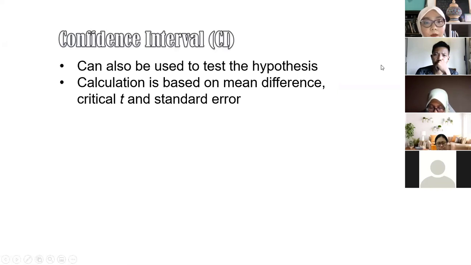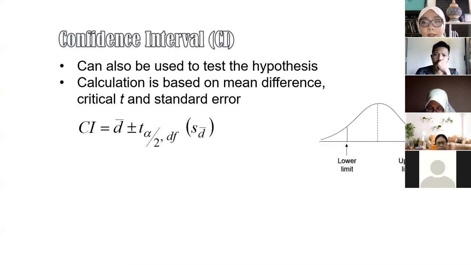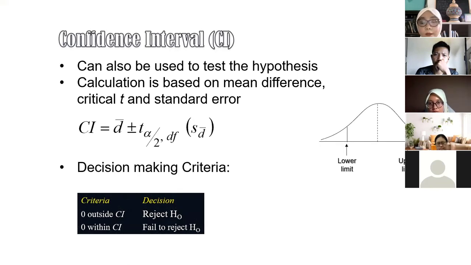Okay, so the confidence interval is the same. This is the option of reporting other than the alpha, the significant value, in which we make the decision based on the location of zero. If zero is located outside the confidence interval, we reject H naught. If zero is located within the CI, then we fail to reject H naught.